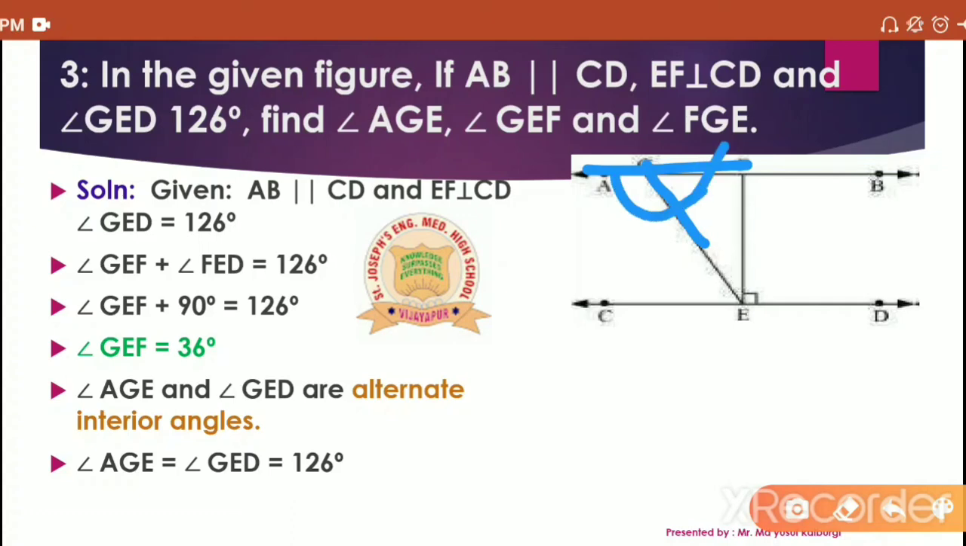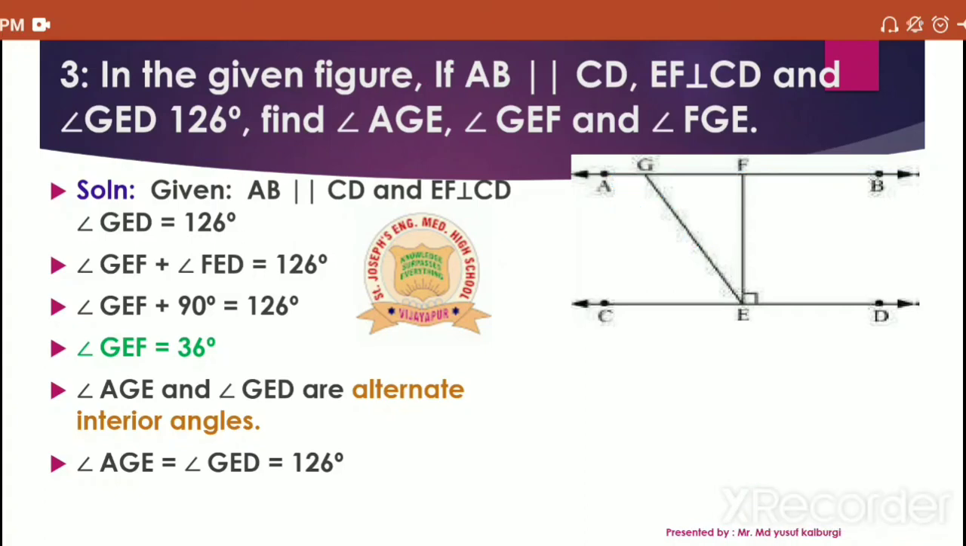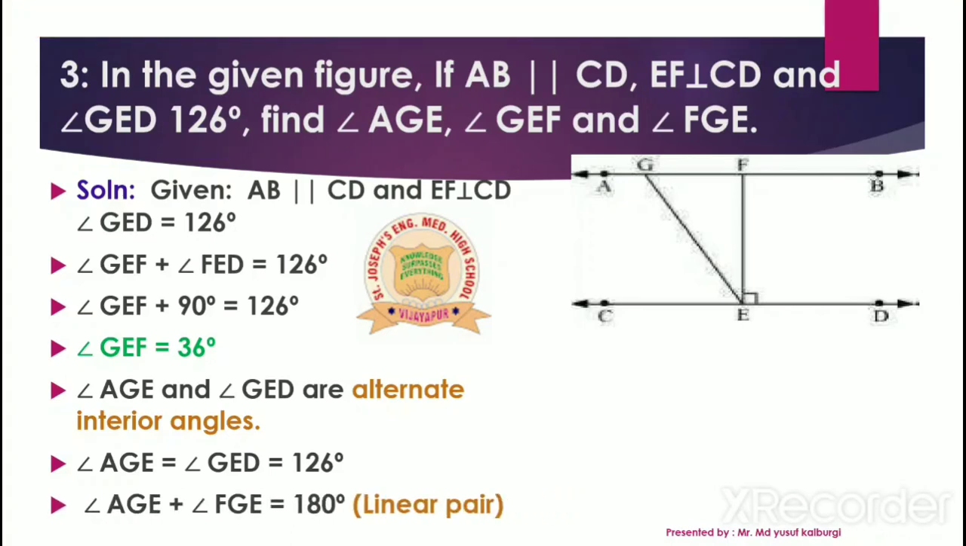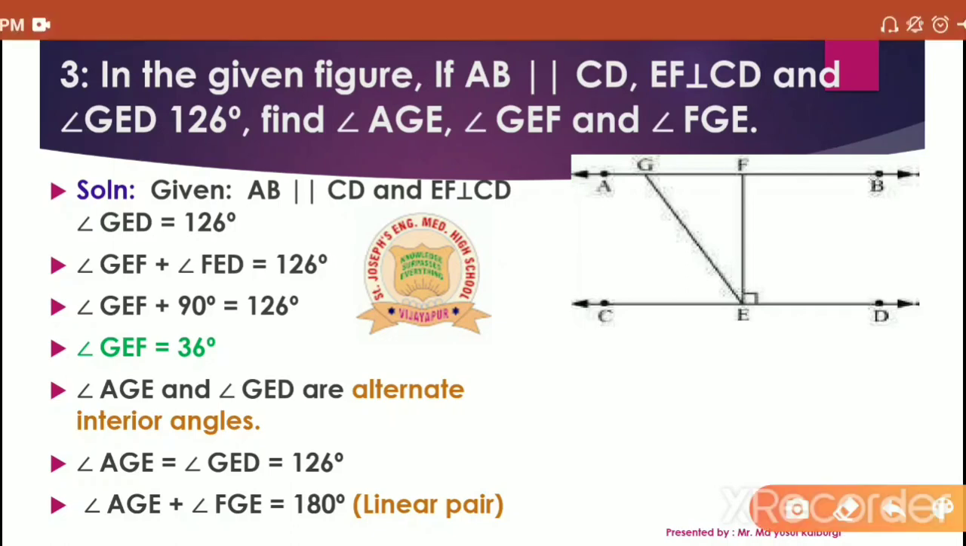So that's what we are going to write there. So this angle AGE plus FGE will give you 180 degrees, because it is a linear pair. Let us write AGE plus FGE is equal to 180 degrees. Now we have written this one. Now what is next? Do you have any angle from there? AGE we have got just now. Just now we have got AGE is equal to 126 degrees. So can I substitute that value here?